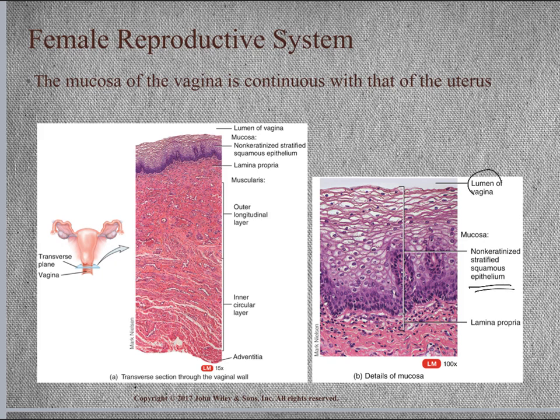Right? So we have the lumen, the space in the vagina, and we're looking at the mucosa. We see that we have our lamina propria right below it, and then if we move to our picture on the left, we see our muscularis. So we have an outer longitudinal layer and inner circular layer. Now, interesting note, we are outside of the peritoneum. So we no longer have the serosa. We are now, again, with the adventitia.